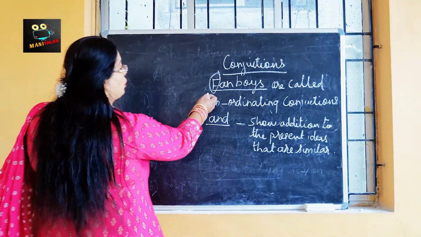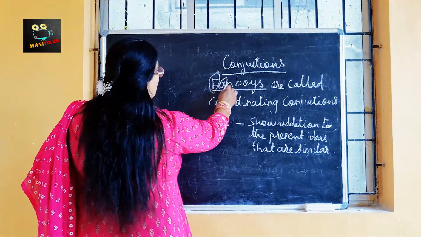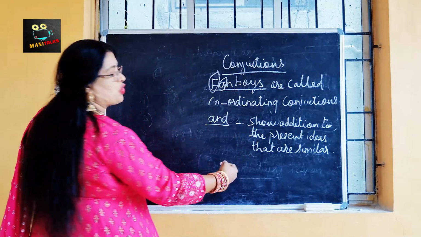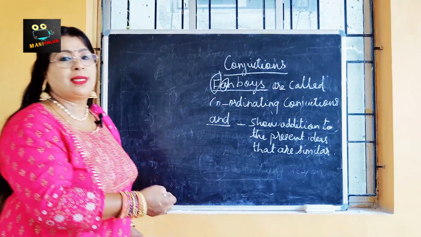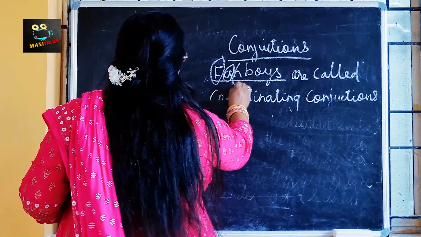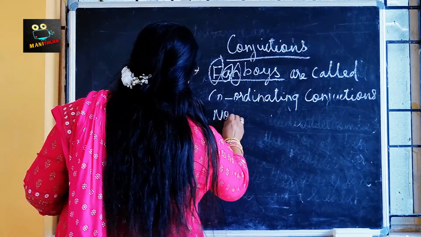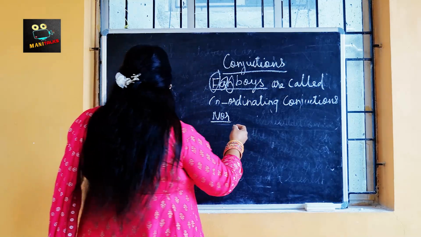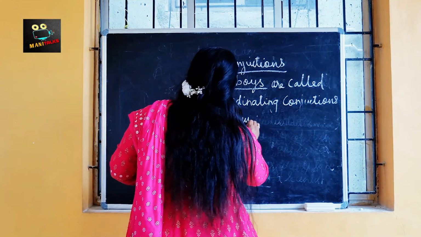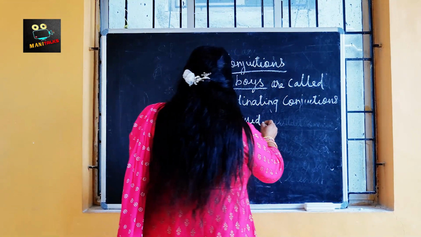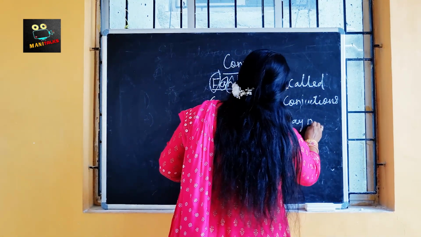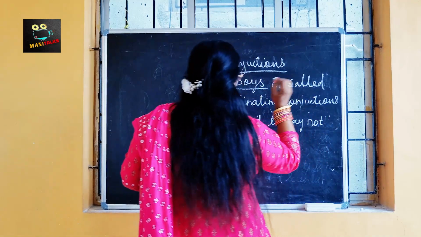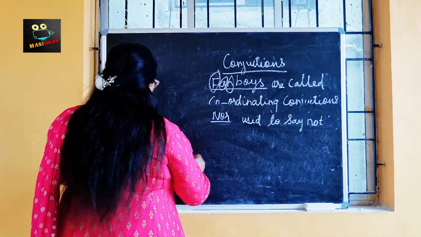So now we are talking about and here. Okay, the FANBOYS, we are describing each and everything for you to understand how and is used in sentences. Okay, next is N. N for nor. So what is the form for this nor? It's used to say not. Okay, it's used to say not. So example.